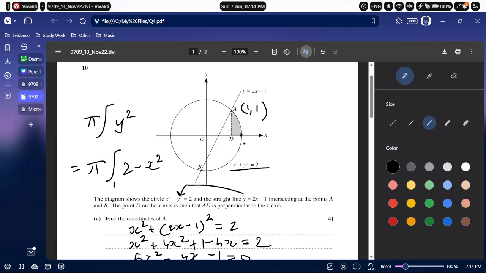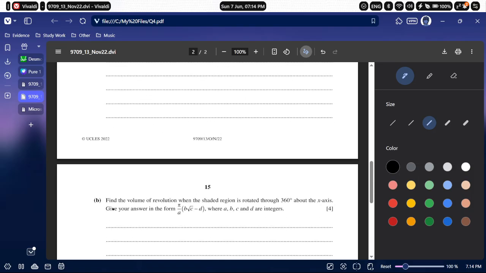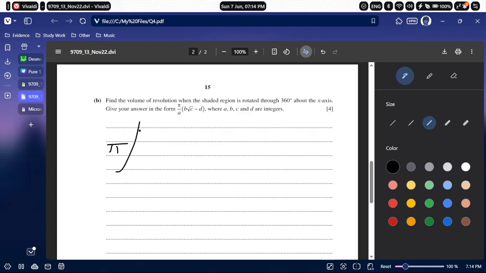Yeah, basically when y is 0. So x squared is 2, and then you get x is root 2. So you just integrate this thing over here to get your volume of revolution. So pi from 1 to root 2 of 2 minus x squared dx. So just make sure you keep pi outside. Then this is 2x minus x cubed over 3.